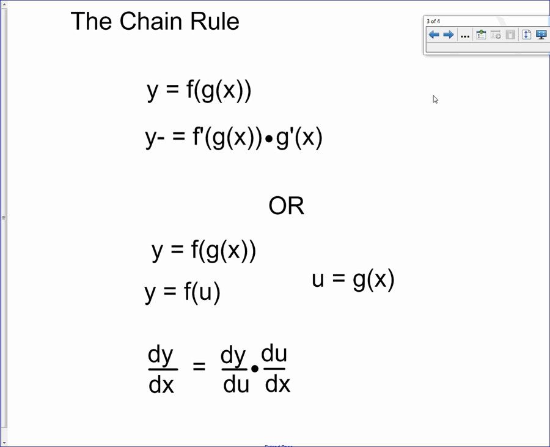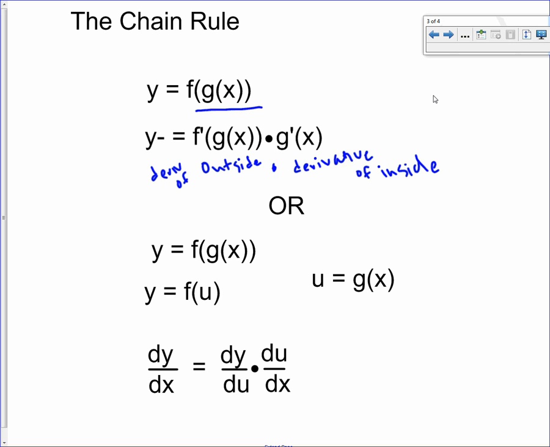So here's the official definition of the chain rule. And there's two ways to look at it. If you think of a composite function as f of g of x, so you have an outside and an inside function, you take the derivative of the outside times the derivative of the inside. And that really is the simplest way to think of it. Derivative of the outside times derivative of the inside.